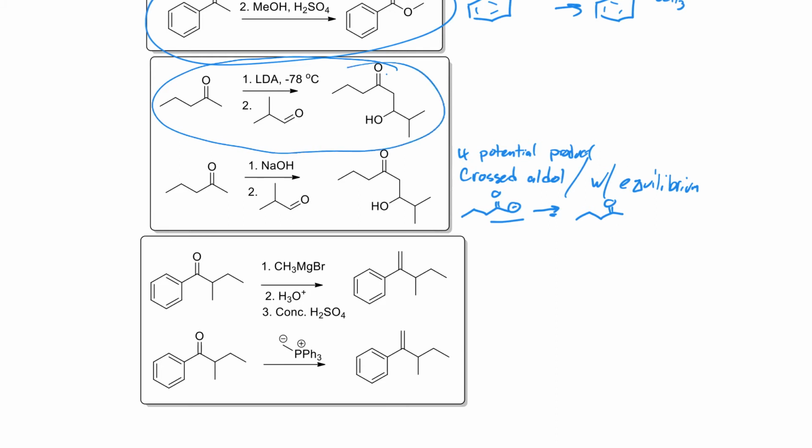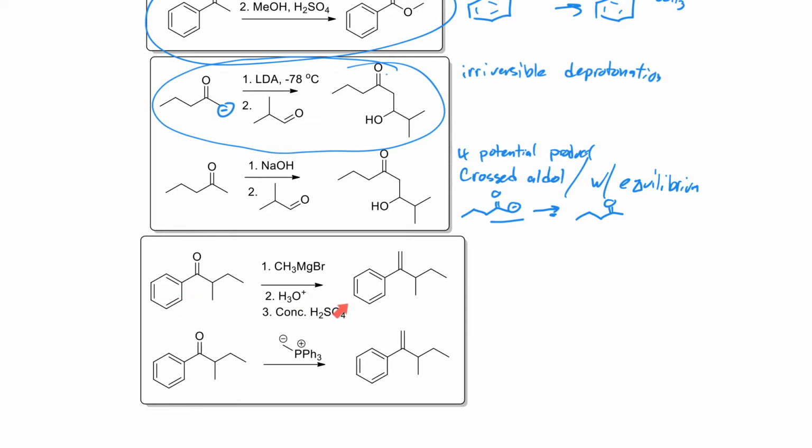The top reaction is irreversible. Deprotonation. So that means we get 100% of the anion right there. That all can react with the aldehyde that we add, and we make the product in high yield. Let's look at the third example.